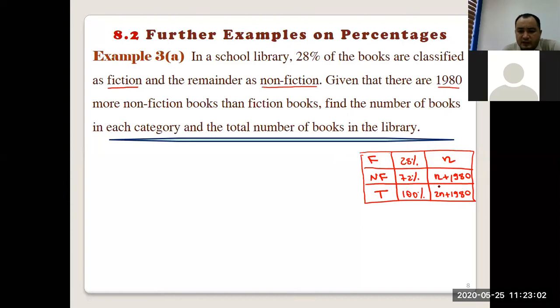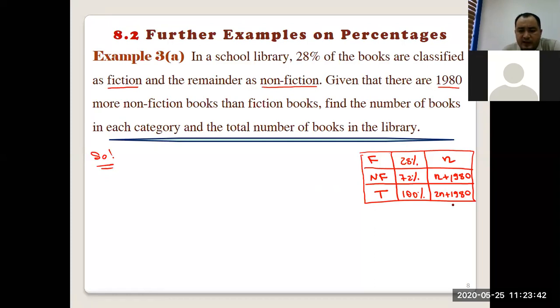The total number. First, 28% of the books are fiction books, and 72% is n plus 1,980 books. Anything given? All right. Okay. Now we need to form our equation, right? Nothing else. Everything is given, it's in the table. Okay. So solution. What is the total number of books? Total number of books is 2n plus 1,980.